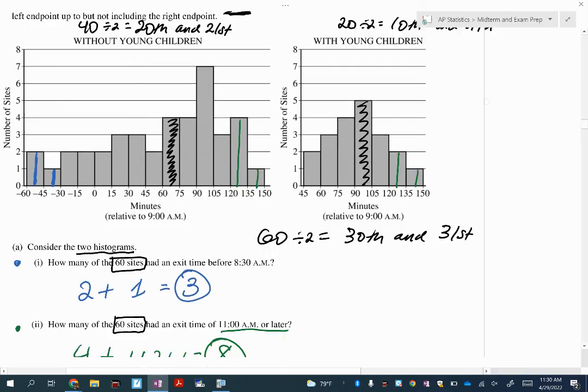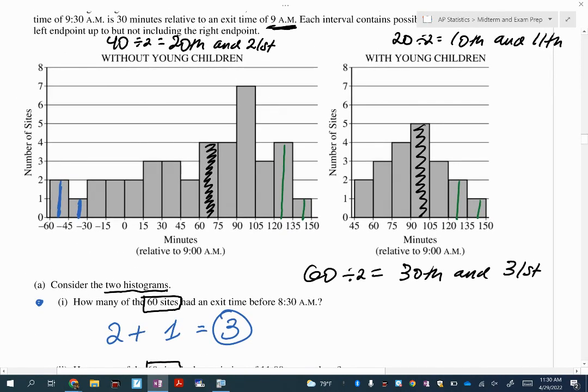Not too bad to start because when you look here, none of the campsites with young children even got out of there until 9:45 at the earliest. So I'm just going to start with the without young children. But then when I get to this 45 number, I need to make sure I bring in with young children. So we got 2 plus 1 is 3, plus 2 is 5, plus 2 is 7, plus 2 is 9, plus 3 is 12, plus 3 is 15. Okay, here we go. The next one here, 15 plus 2 is 17. And then this one is 2 is 19. Back to the without young children for the 60 to 75. 19 plus 4 is 23.